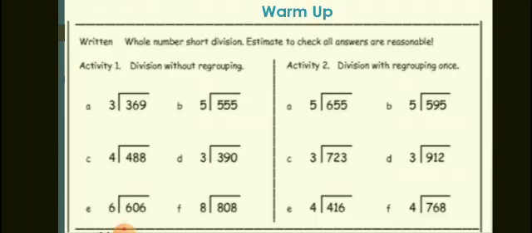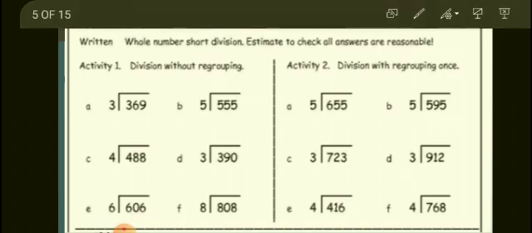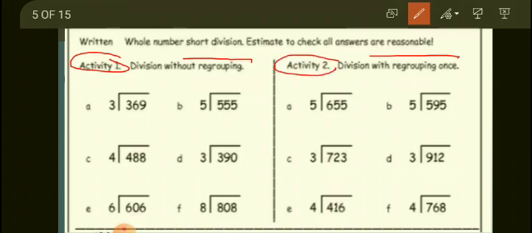Warm-up activity. There are two parts, activity number 1 and 2. One is without regrouping and 2 is with regrouping. Activity number 1 we have learned in our previous class, and activity number 2 we will learn today. So from activity number 1, 369 is your dividend and 3 is your divisor. 3 ones are 3, 3 twos are 6, 3 threes are 9. We get the numbers 3, 6 and 9. How simple is this?